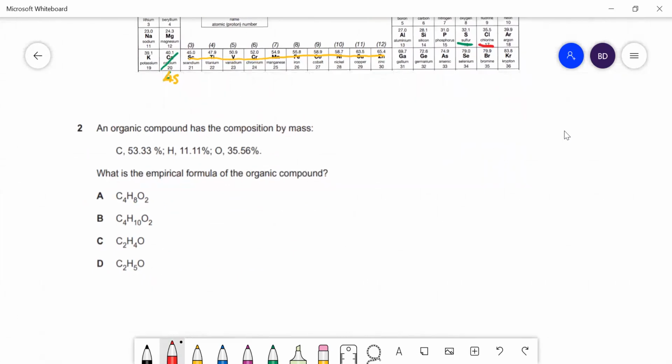Okay, this is just working out the empirical formulae. We need to work out a ratio of moles. We've got the ratio of masses. If we have 100 grams of this compound, we're going to have 53.3 grams of carbon, 11.1 grams of hydrogen, and 35.56 grams of oxygen.